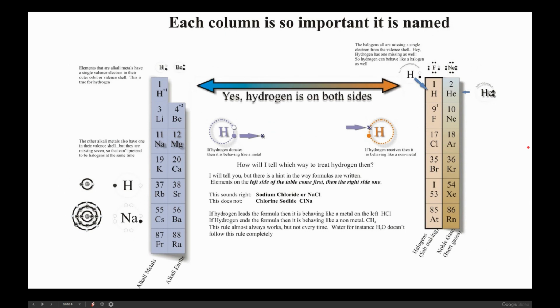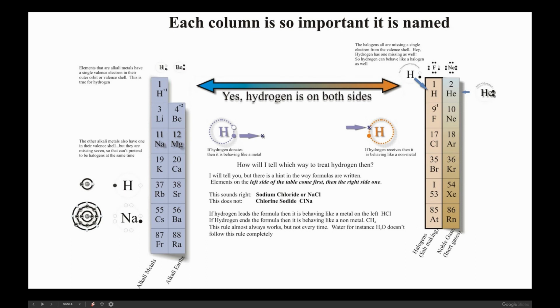These outer 4 columns are so important they've been given names. In actual fact, all the columns got named, but nobody cares anymore about these outer 4. And yes, you have to know their names. Look at the bottom of the screen. Alkali metals, alkali earths, halogens, and noble gases or inert gases. Okay? This is the summary of everything you need to know for grade 9 and 10 on this.